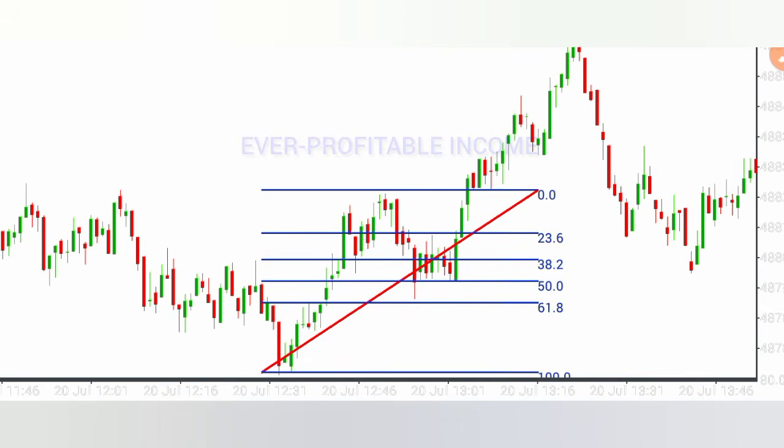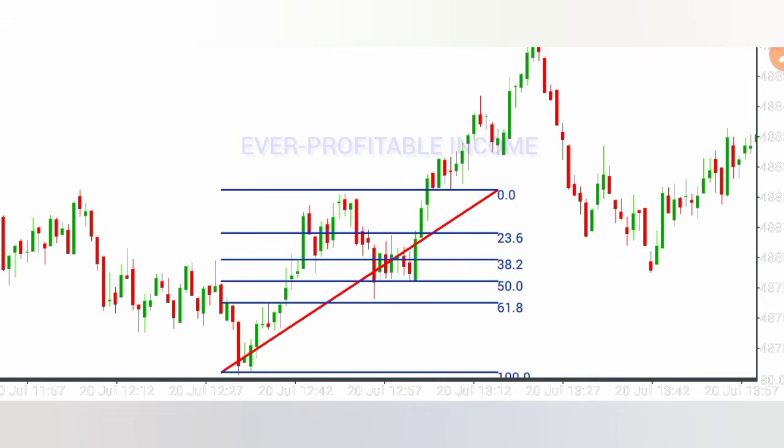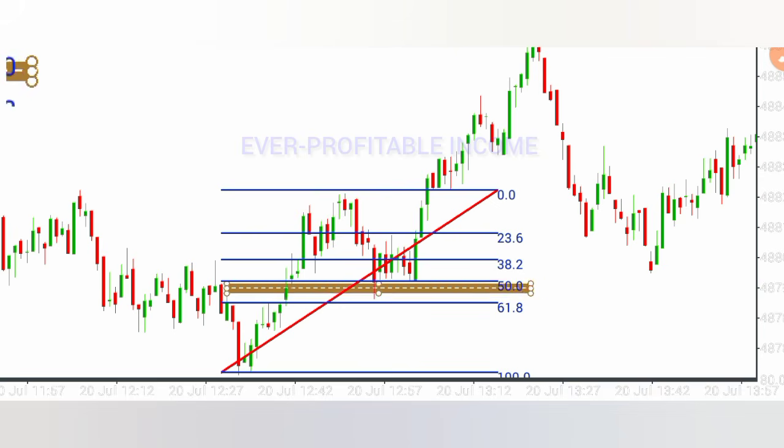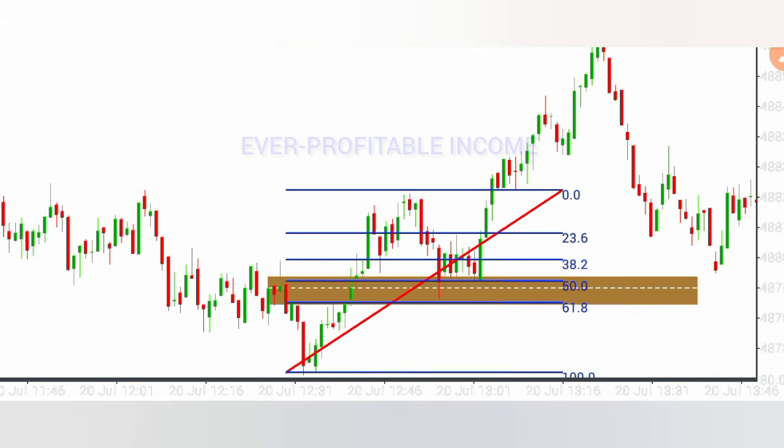For me to join this trade, all I have to do is wait for a retracement to the gold area. Now where is the gold area? Between the 50 to the 61. So I just mark it out. Can you see that? So I mark out the gold area.